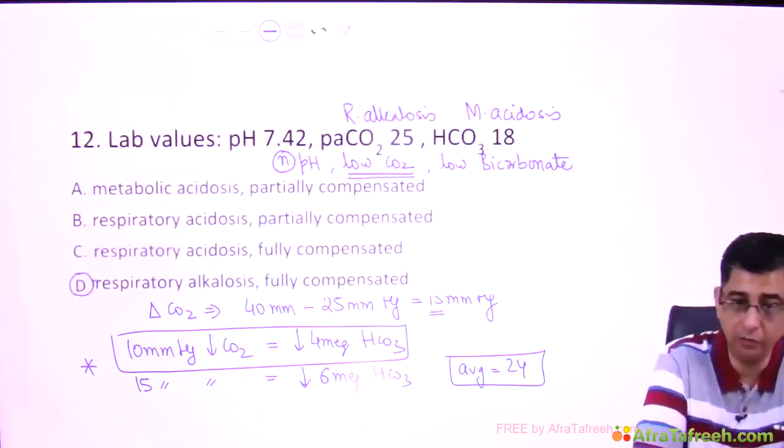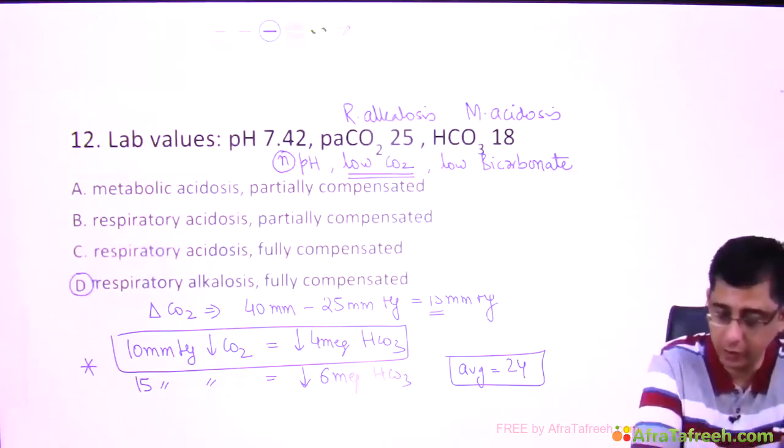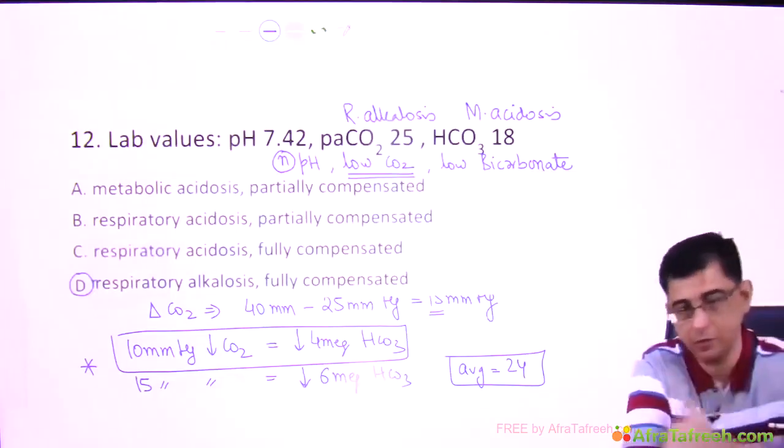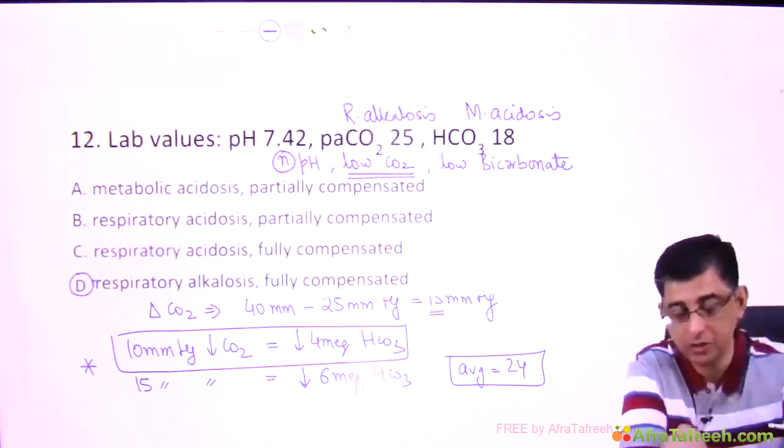Average bicarbonate is 24, range is 22 to 26. This is downgraded by 6, that is the value of 18 which is present in the case. So this is adequate compensation occurring.